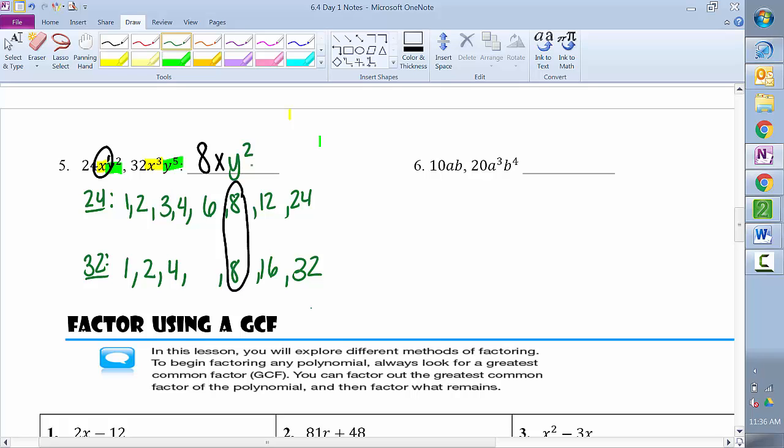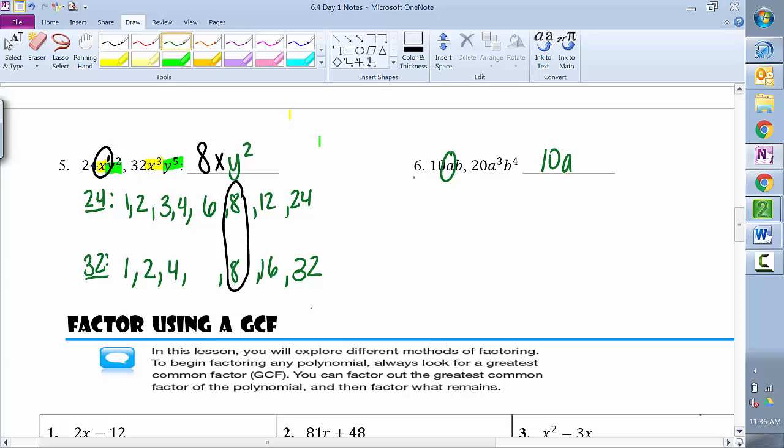10, very good. 2 goes into both of them, but I always check to see. I know 10 is going to go into 20, and 10 is going to be the highest number possible. So 10, awesome. Now look at my a's, one at a time. How many a's would I be able to factor out? What'd you say? I don't see a 2. 1, there you go. It's always the smallest exponent you see.